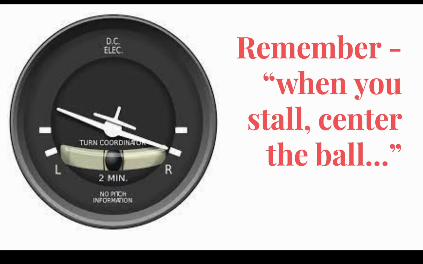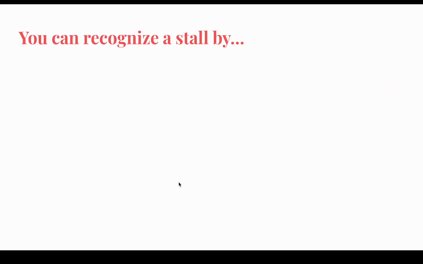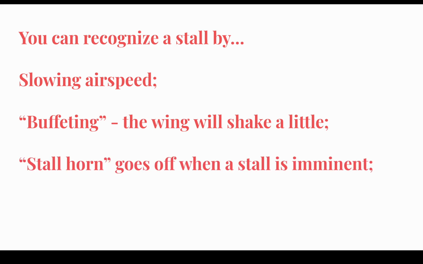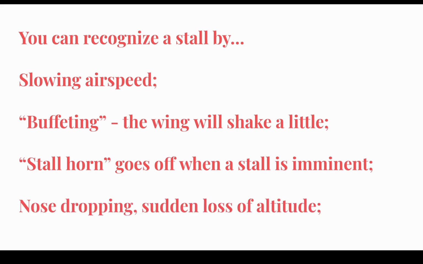Remember, center the ball when you stall. We'll talk about that later, but if you don't have it coordinated, you could put the plane into something called a spin when you stall it. You can recognize a stall by slowing airspeed, buffeting. The wing will start to shake a little bit. The stall horn is going off when a stall is imminent. Nose dropping, sudden loss of altitude.